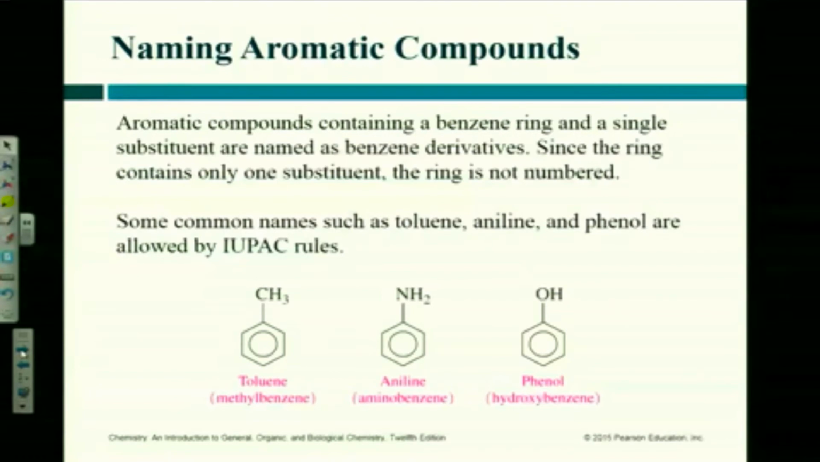Here's some common aromatic compounds. These are toluene, aniline, and phenol. They are all compounds that are used as precursors to making other things when we synthesize molecules. The other thing that's true about them is they tend to be very carcinogenic. What does that word mean? Cancer causing.